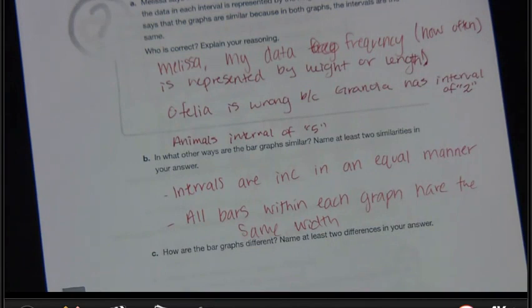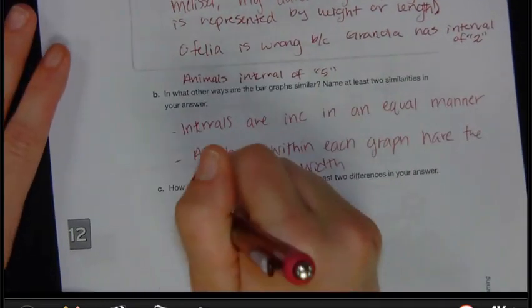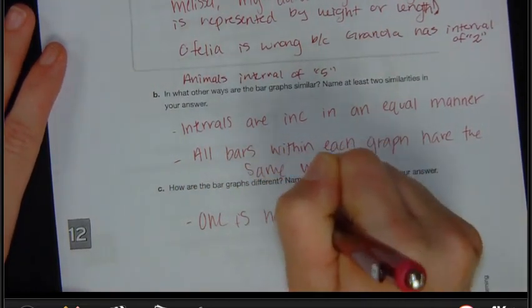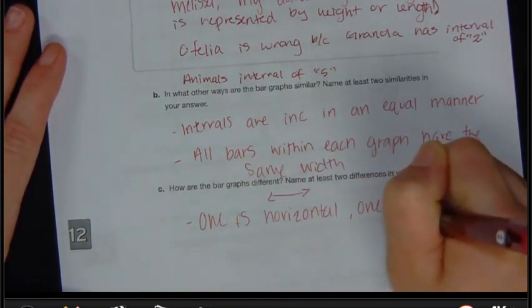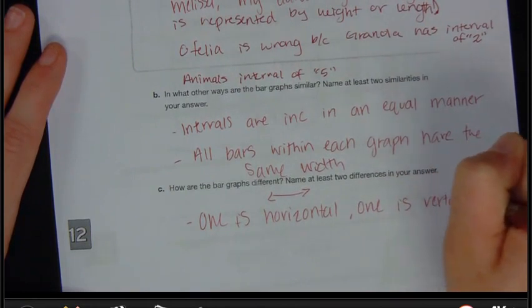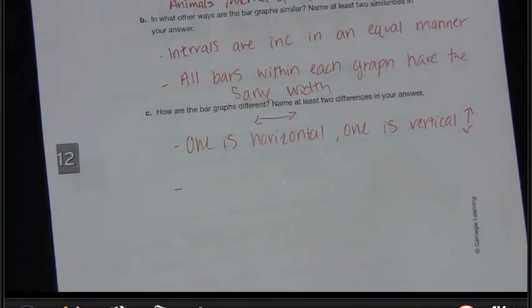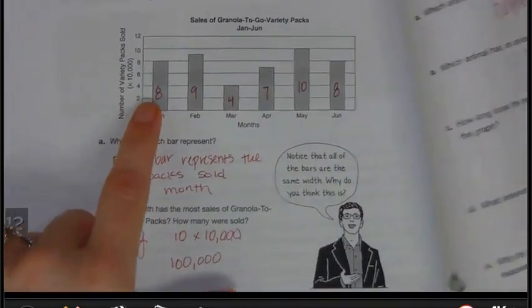All right. And letter C, how are the bar graphs different? Name at least 2 differences in your answer. Well, the first one we can label is one is horizontal. Okay. Side to side. One is vertical. Up and down. Okay. And the other one is telling us, so on our granola, it is telling us the number of sales that took place.